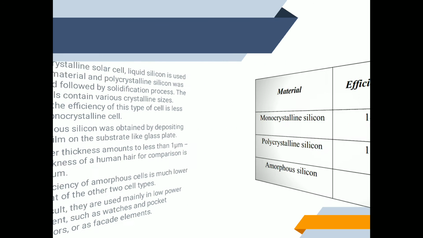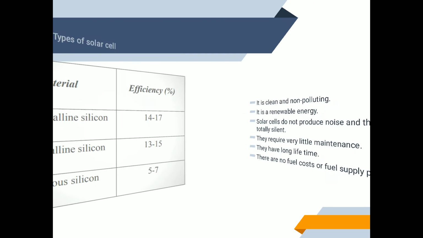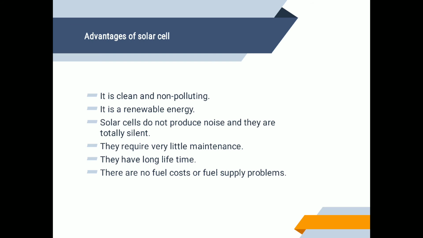So, as a result, we have a comparison of types of solar cells. Coming to the efficiency of monocrystalline, polycrystalline, and amorphous silicon, the highest efficiency is from monocrystalline silicon. The medium efficiency is offered by polycrystalline, and amorphous silicon has a very low efficiency of 5 to 7%.